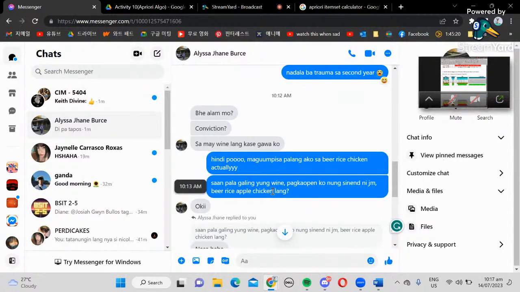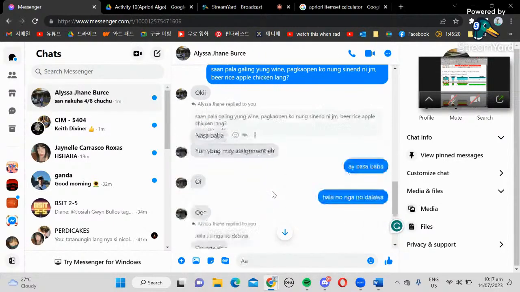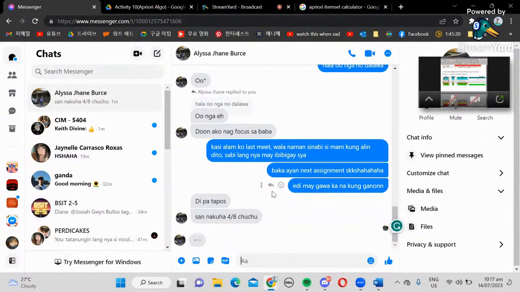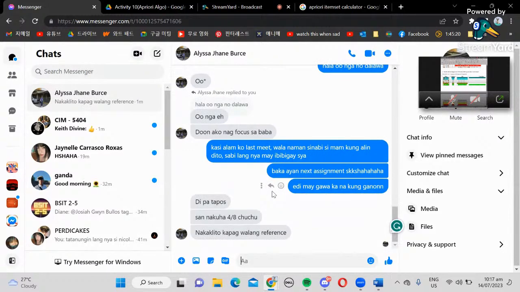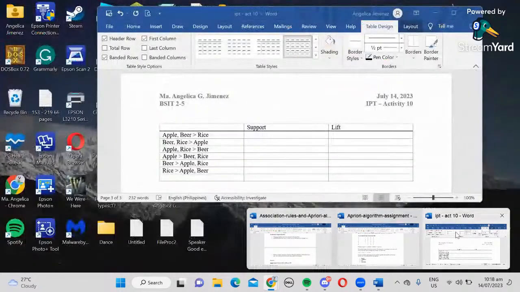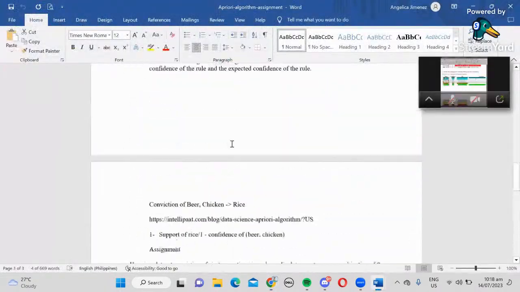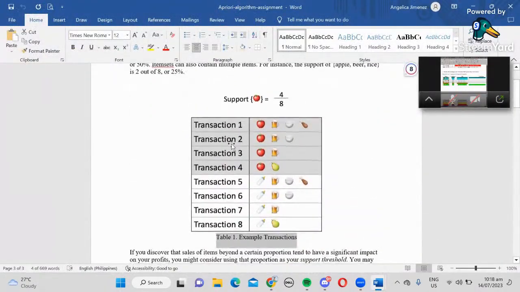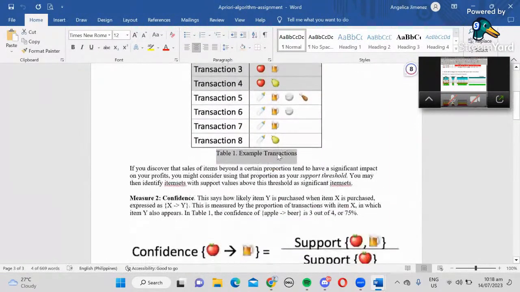So we have Christina, this is 1.5. Again, we now have two association rules. Based on the computation of conviction, we have apple and beer determining rice, or rice to be bought. So we have two association rules. Okay, thank you, Christina.